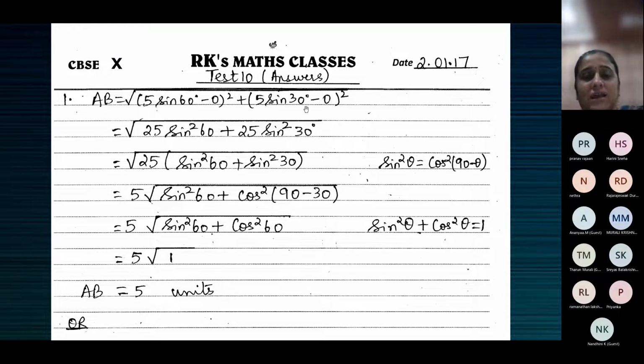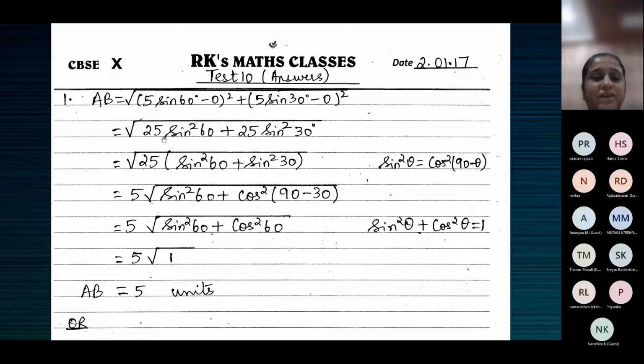Same thing happens in the other bracket. Minus 0 is the same thing, 5 sine 30 degrees, whole square. 5 sine 30 into 5 sine 30. 5 into 5, 25. Sine 30 into sine 30 is not sine 900. 30 into 30, 900, no. A into A is A square. Sine 30 into sine 30 is sine square 30.